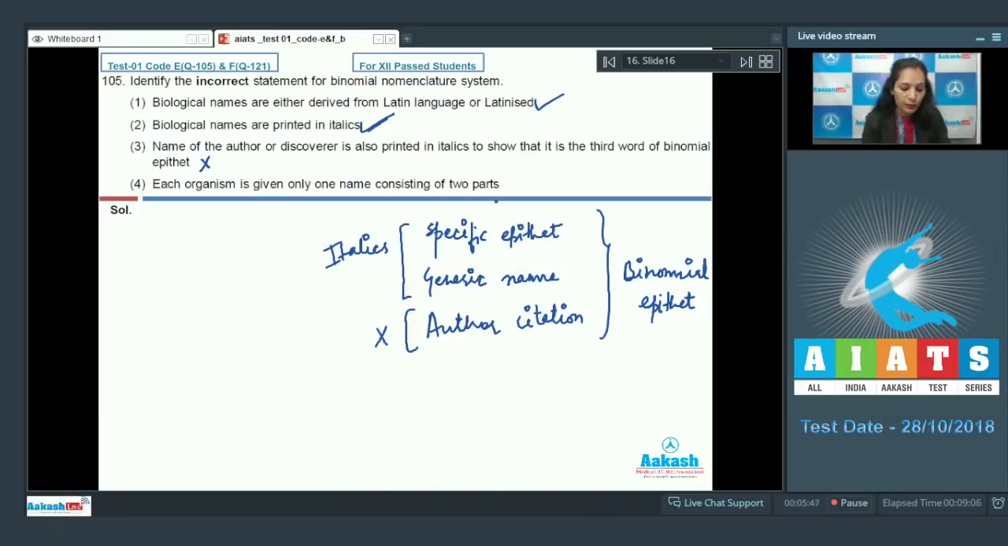Each organism is given only one name consisting of 2 parts. Yes, each organism can have only one scientific name which consists of 2 parts, that is, the specific epithet and the generic name. So this is also the correct one. So the incorrect statement is the third one and the correct option for the given question is option number 3. Let's move on to the next question.